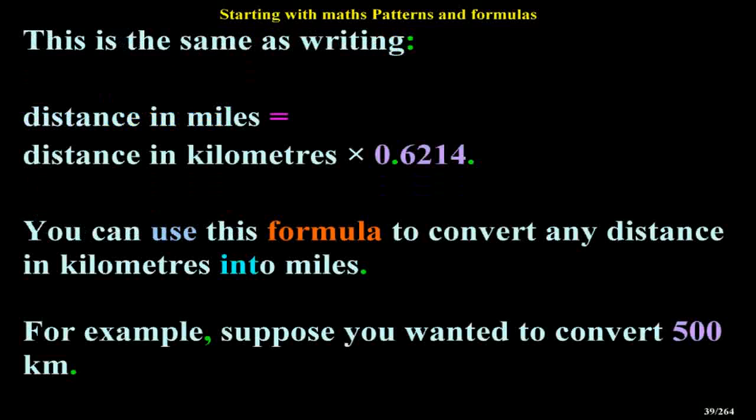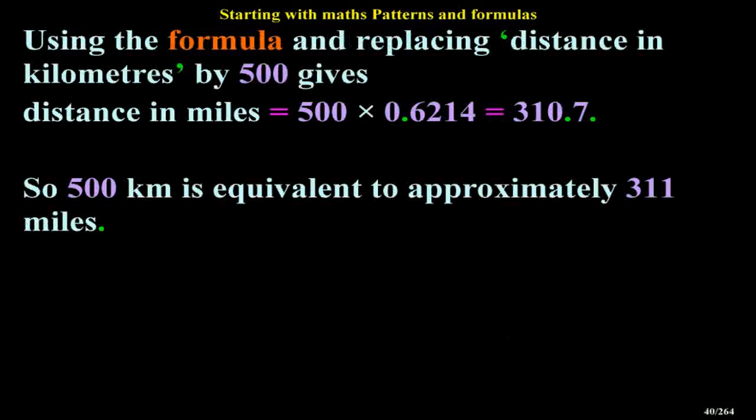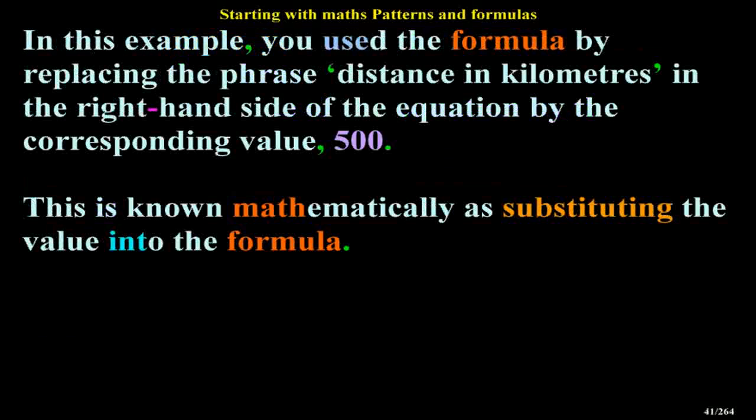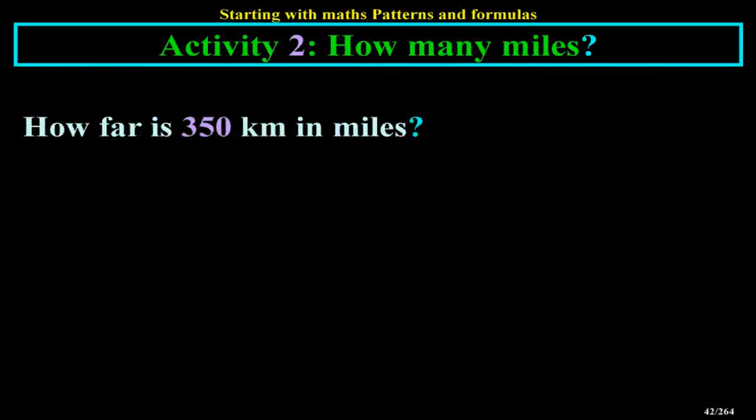For example, suppose you wanted to convert 500 kilometers. Using the formula, and replacing distance in kilometers by 500 gives distance in miles = 500 × 0.6214 = 310.7. So 500 kilometers is equivalent to approximately 311 miles. In this example, you use the formula by replacing the phrase distance in kilometers in the right-hand side of the equation by the corresponding value, 500. This is known mathematically as substituting the value into the formula. Activity 2. How many miles?